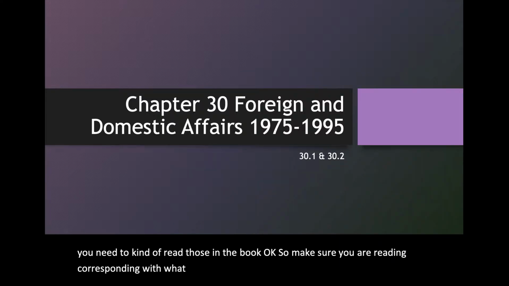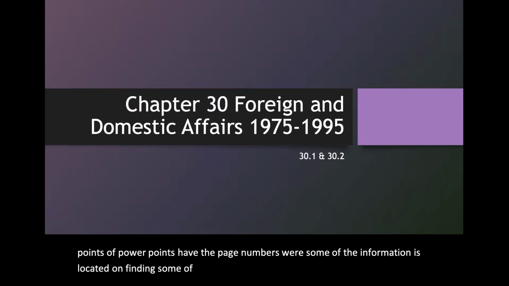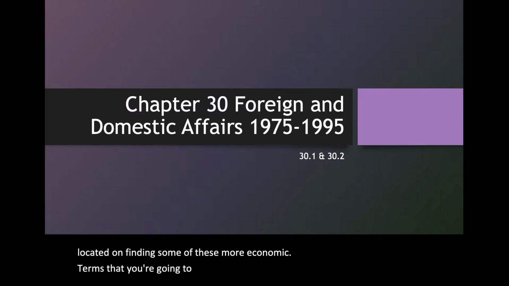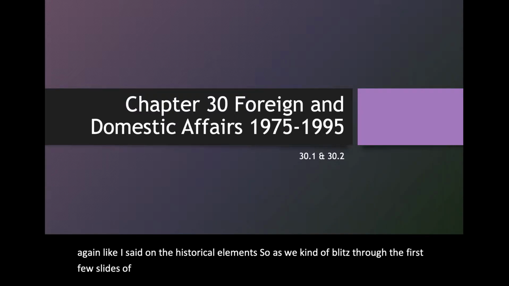I'm still going to include the PowerPoints. The PowerPoints have the page numbers where some of the information is located on finding some of these more economic terms that you're going to need to understand, okay? But instead, like I said, I'm going to cover the historical elements. So as we blitz through the first few slides of this unit, which is basically 30.1, we are instead going to focus more on 30.2.